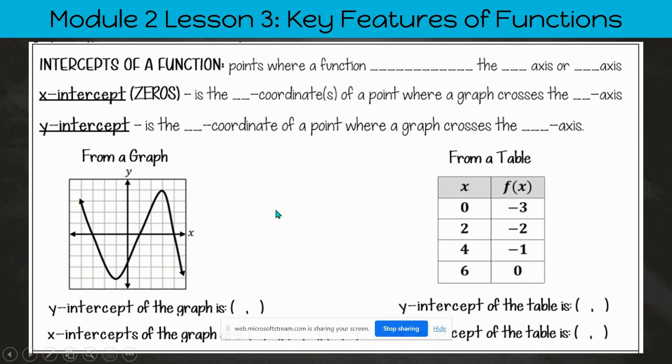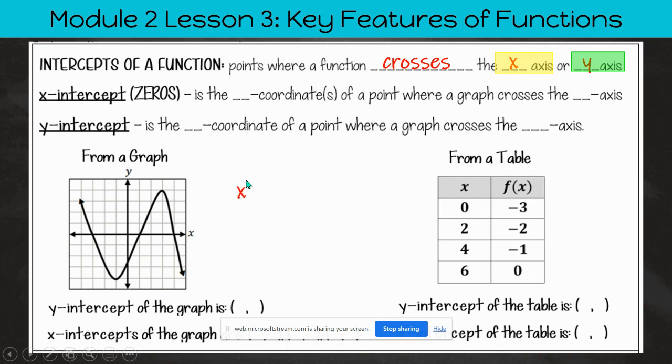So, the intercepts of a function. These are points where a function crosses the x-axis or the y-axis. An x-intercept is also referred to as the zeros of a function. You'll hear x-intercept and zeros used interchangeably throughout all of algebra, so it's something to get used to now.